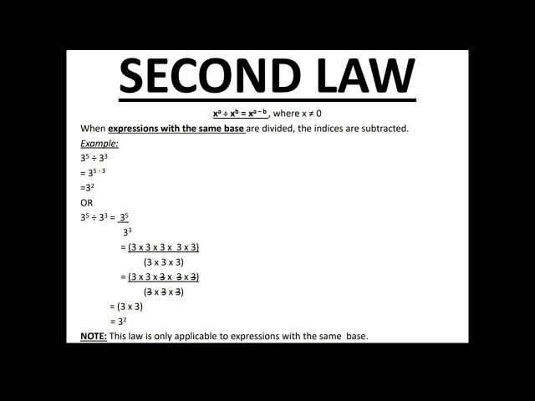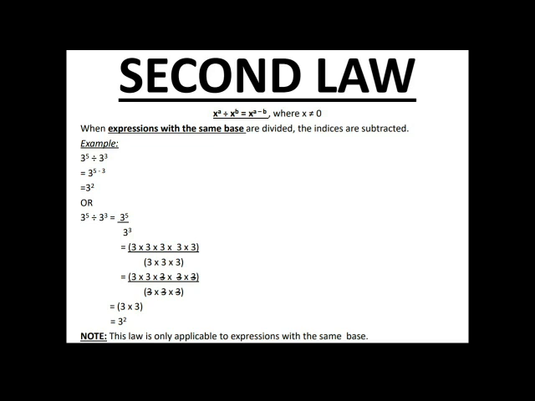The second law says that when the expressions with the same base are divided, the indices are subtracted. The first law that we treated has made us to understand that one is for multiplication, and when the expressions are multiplied, you add the indices. And now for the second law, when the expressions with the same base are divided, you subtract the indices. Looking at the example that we have here, 3 raised to the power of 5 divided by 3 raised to the power of 3 gives us 3 raised to the power of 5 minus 3, which will be equal to 3 raised to the power of 2.